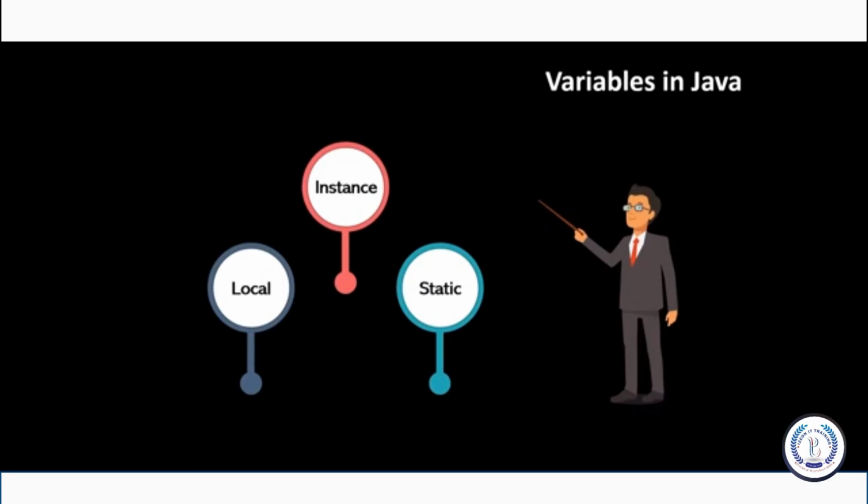The last but not the least is the static variable. A variable which can be declared as static is called static variable. It cannot be local. You can create a single copy of static variable and share among all the instances of the class. Memory allocation for static variable happens only once when the class is loaded in the memory.